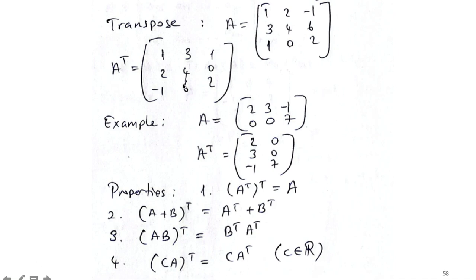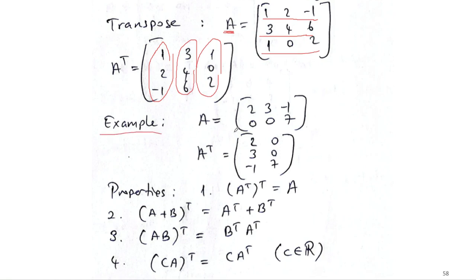The transpose of a matrix means we write the rows as columns, or we write the columns as rows of the matrix. Let's see with an example. In this matrix A, you are given the first row as 1, 2, minus 1. If you take the transpose, the first row will become the first column. The second row will become the second column. And similarly, the third row will become the third column. So this is how you can take the transpose.